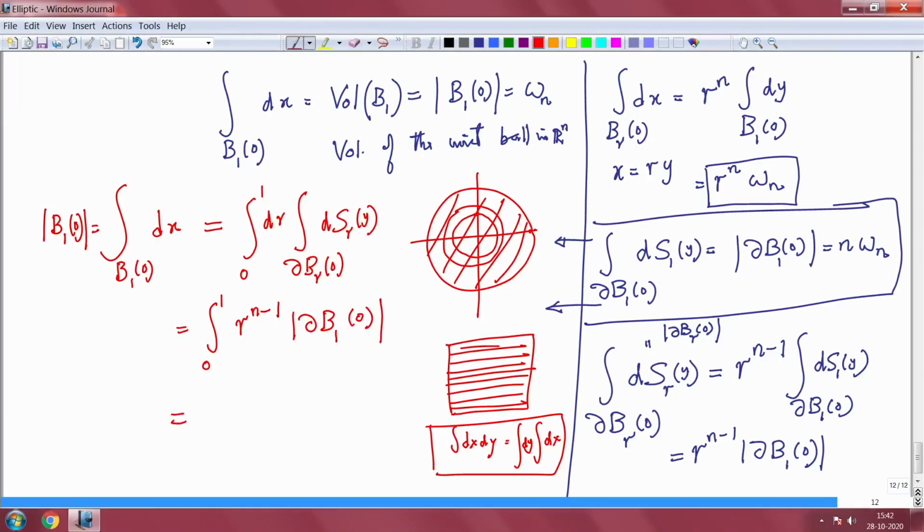So, now you integrate the surface area of B1(0) into r to the power n by n, that is equal to 1 over n, that is the same as this formula. You see, you have dB1(0) equal to n into that one. That is why. Now, let us go to our case.